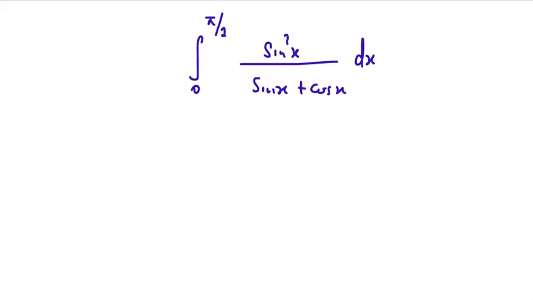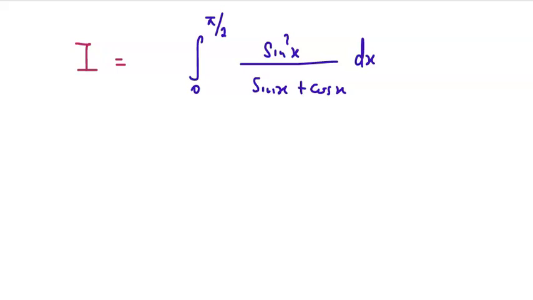Today we have a really cool integral. The integral from 0 to pi over 2 of sine squared of x divided by sine of x plus cosine of x dx. Let's call this integral I, right? So we're going to use the King's property.